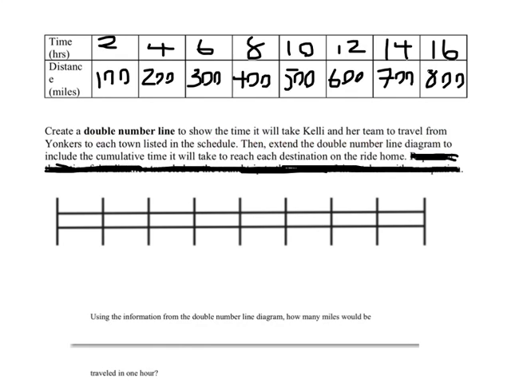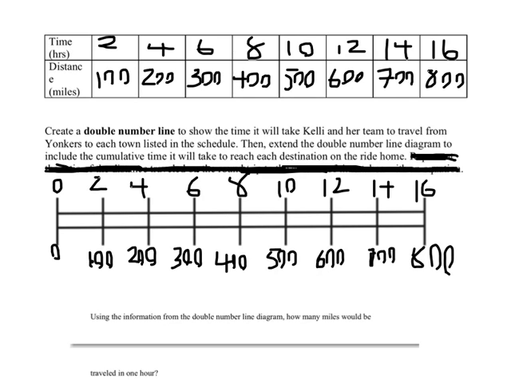Now I want you to go ahead and create this double number line to show the time it will take Kelly and her team to travel from Yonkers to each town listed in the schedule. Then you're going to extend it just like we did up here with the rest of the table for the return trip home. Now go ahead and complete the double number line. What were the hours and distance you put right here on the last tick mark? That's right. So just like in the table, you would have put 16 and 800 and so on and so forth.